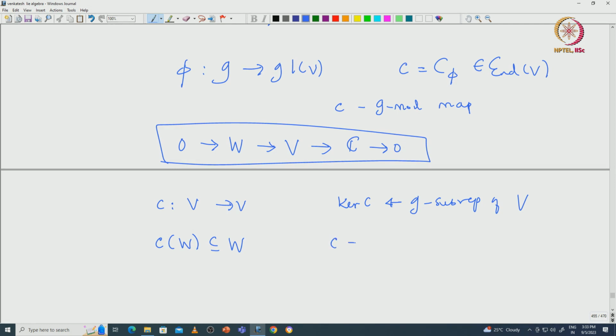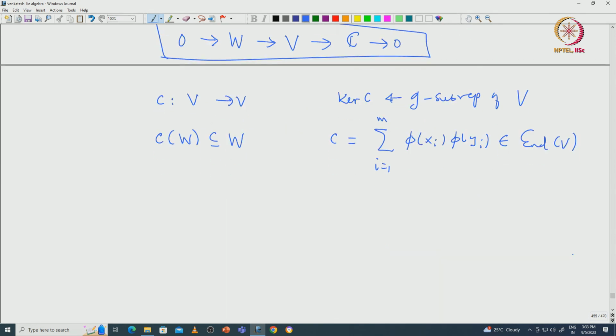Recall that C is also given to be the summation of pi of x_i times pi of y_i, where i ranges from 1 to m. So, this is an element inside the endomorphism of V. If we compute the trace of this C, we have already seen that this must be exactly equal to the dimension of G.